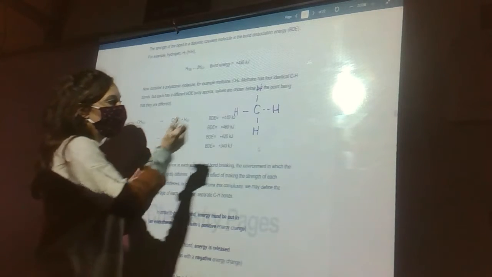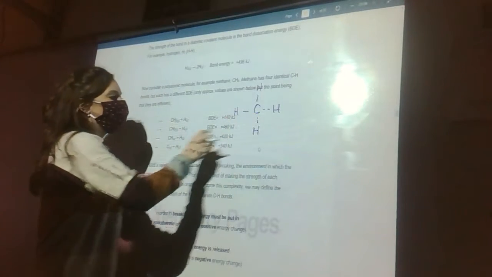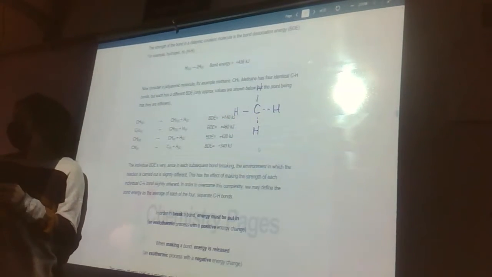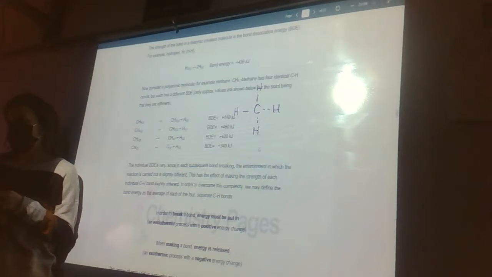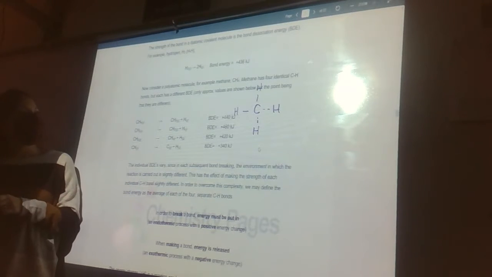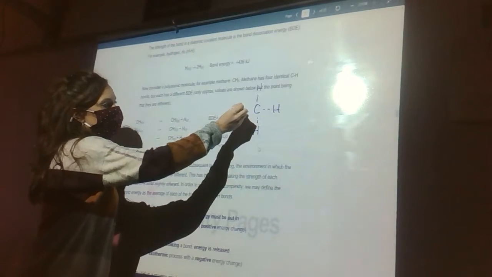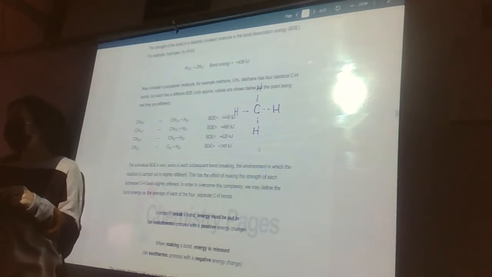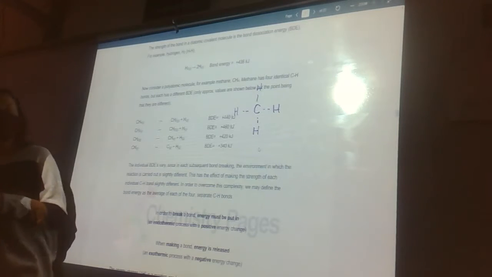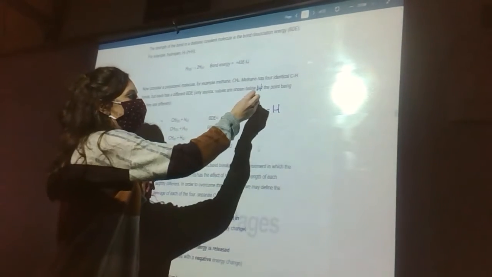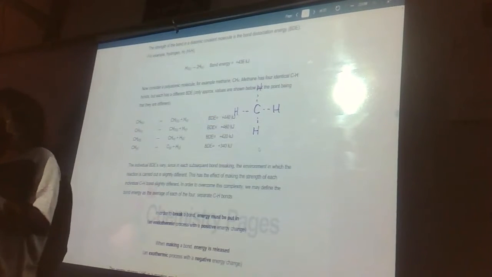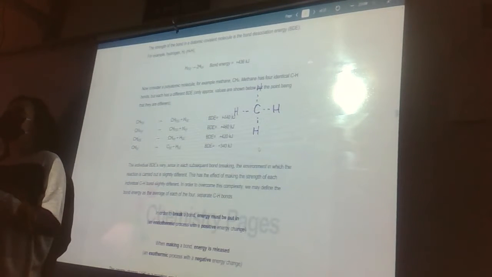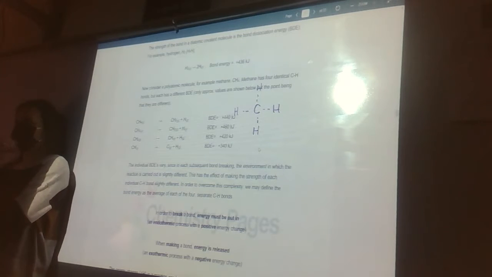Breaking the second one requires more energy, 460 kilojoules of energy. Breaking another bond is 420 kilojoules of energy. And then breaking the last one, the CH bond by itself, is the least amount, 340 kilojoules of energy. The energy required to break these bonds is related to electron repulsion, is related to the shape of the molecule.